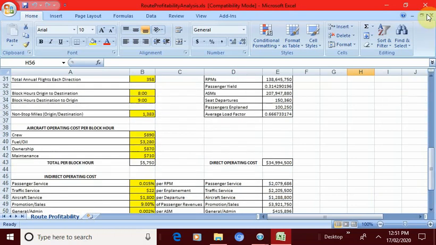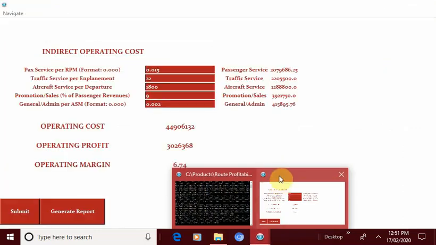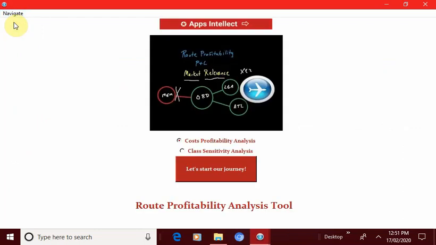So this is the first report being generated from the first application. Now we'll go back to the user interface screen, and we'll go back home here. So we'll select the class sensitivity analysis application. That's the second application. As I mentioned earlier, the load factors would be on the classes, that is business class, premium class, economy class, and this application, as I mentioned earlier, serves dual purpose.